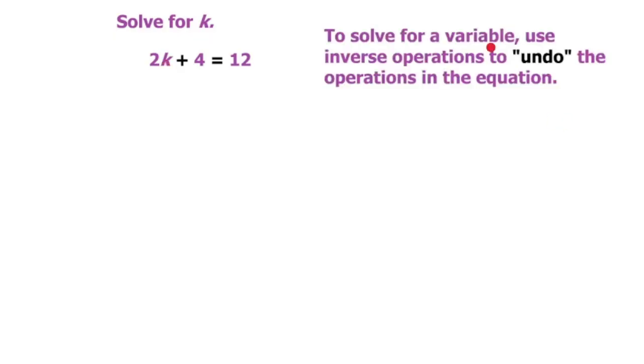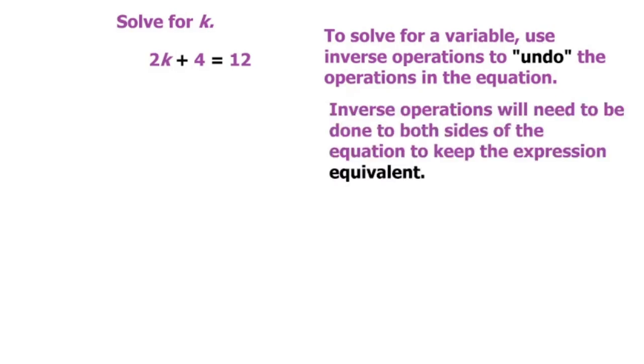To solve for a variable, here it's k, use inverse operations to undo the operations in the equation. So we're going to undo these operations so we can get k by itself. Inverse operations will need to be done to both sides of the equation to keep the expression equivalent. In other words, balanced. So let's write our equation down again. 2k plus 4 equals 12.